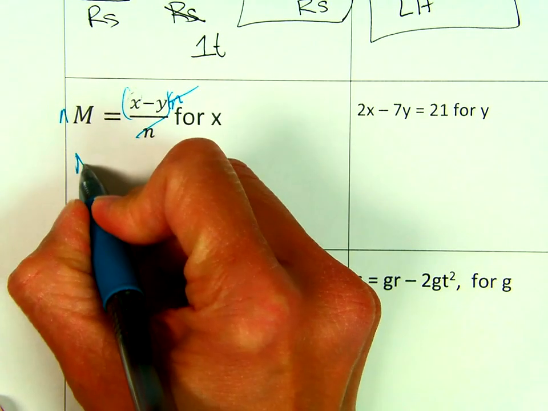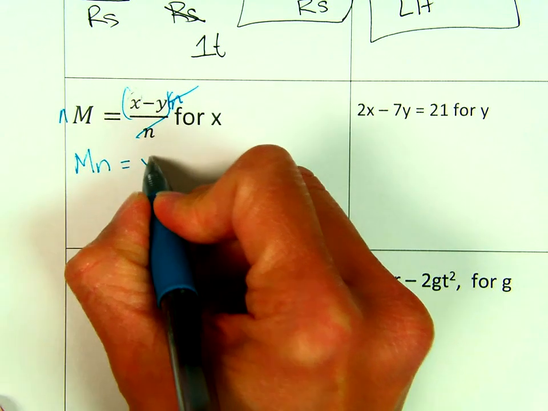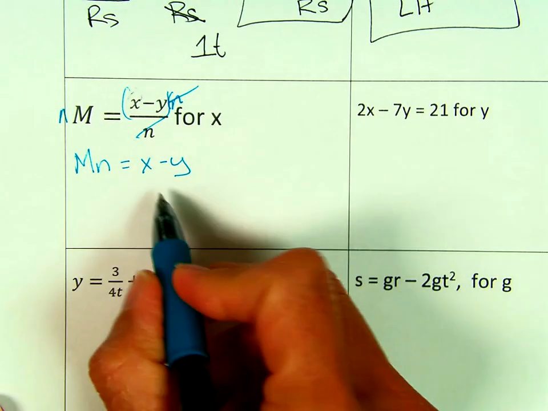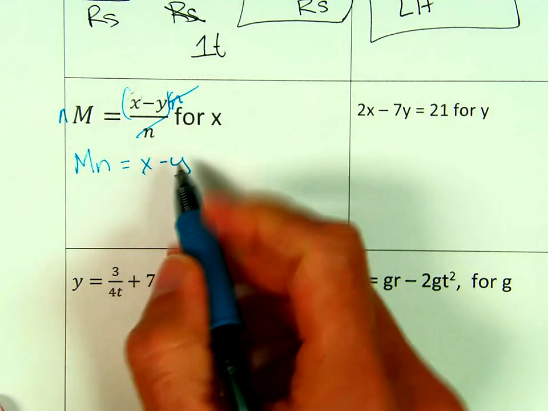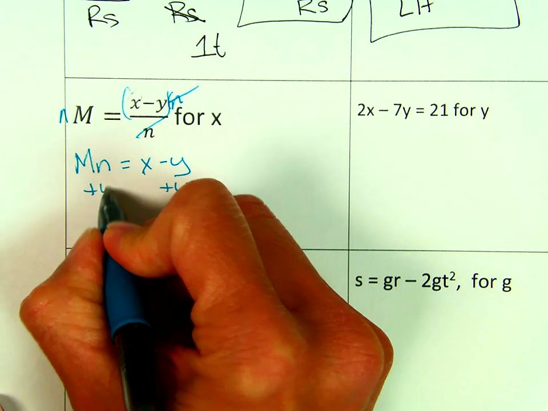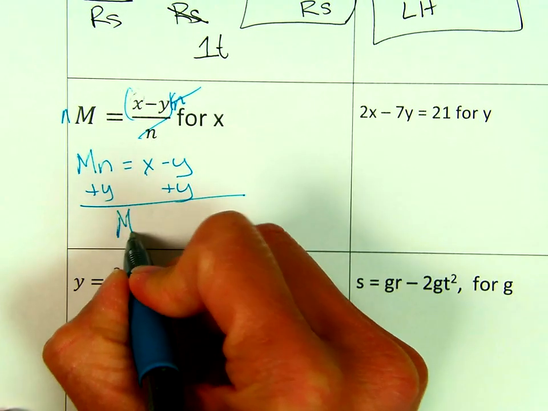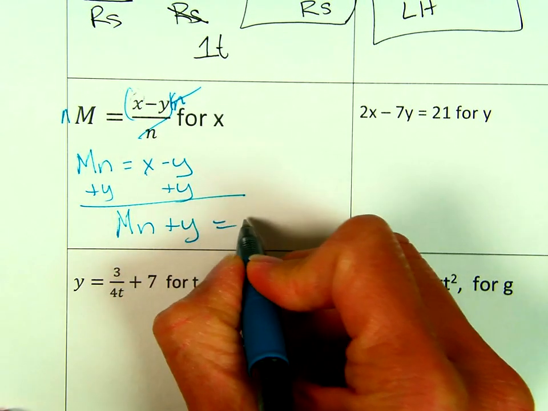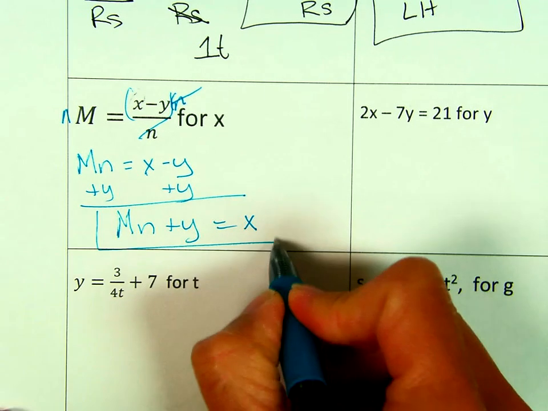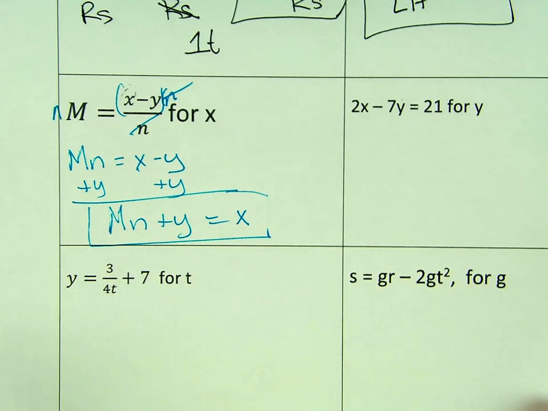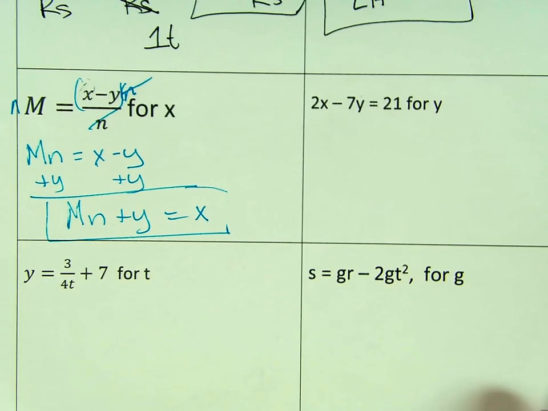So now I have Mn equals X minus Y. And now I need to get X alone, so I'm just going to do the opposite of this. I'm going to add Y to both sides. And I get Mn plus Y equals X. Remember, those can't be combined because they're not like terms. That's part of the fun with literal equations.